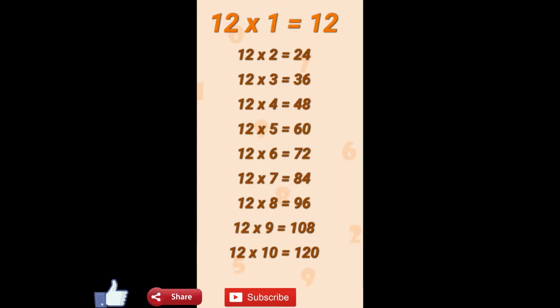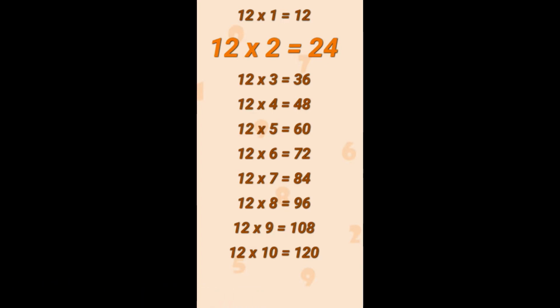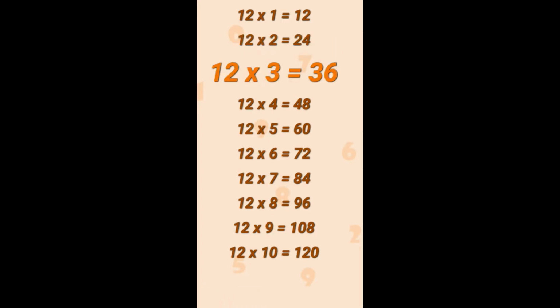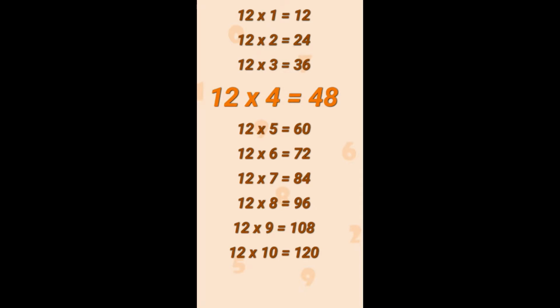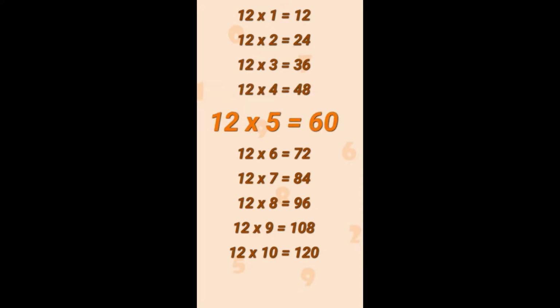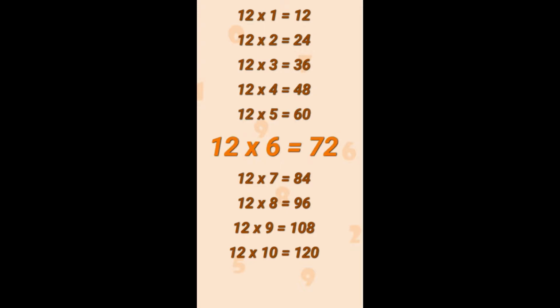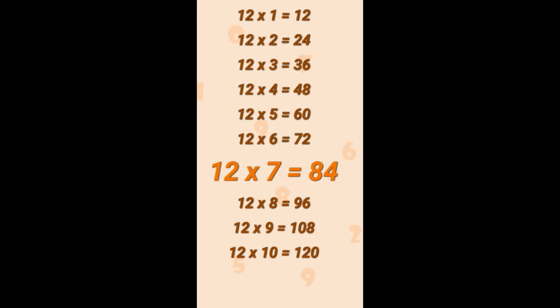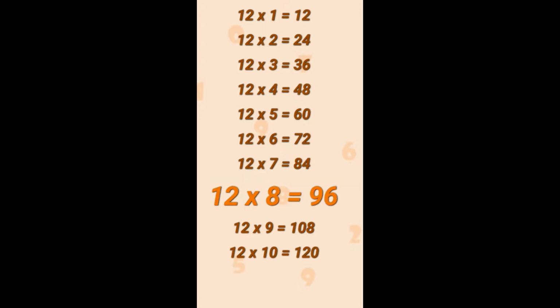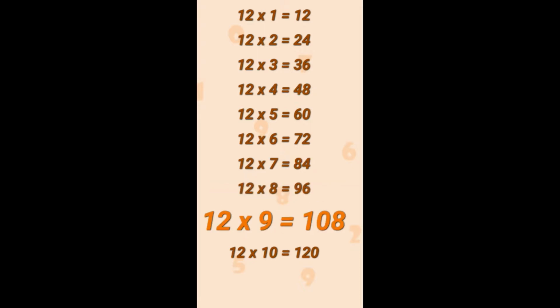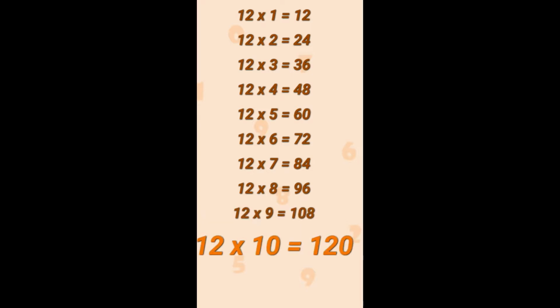12 times 1 is 12. 12 times 2 is 24. 12 times 3 is 36. 12 times 4 is 48. 12 times 5 is 60. 12 times 6 is 72. 12 times 7 is 84. 12 times 8 is 96. 12 times 9 is 108. 12 times 10 is 120.